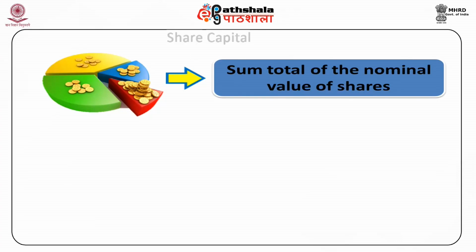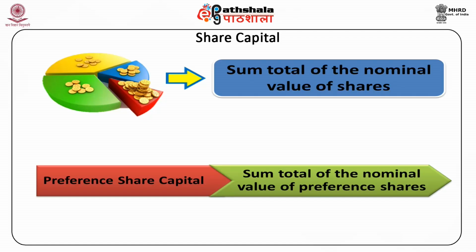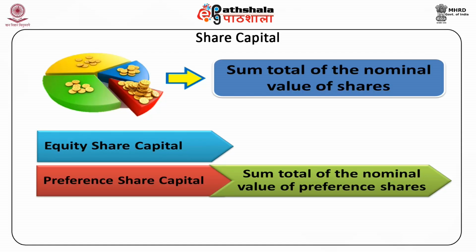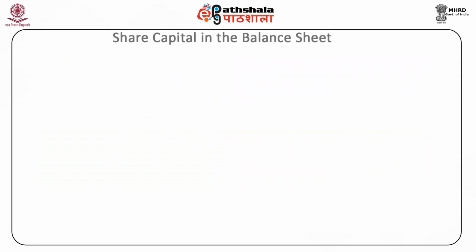The sum total of the nominal value of shares of a company is called its share capital. The share capital of a company may be of two kinds. Preference share capital: it is the sum total of the nominal value of preference shares of a company. Equity share capital: it is the sum total of the nominal value of equity shares of a company.